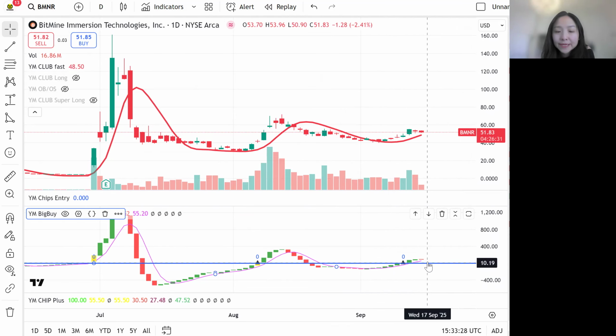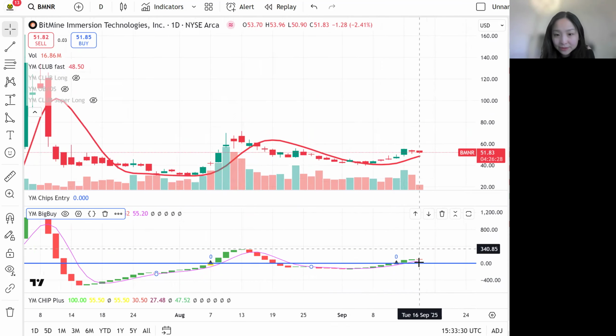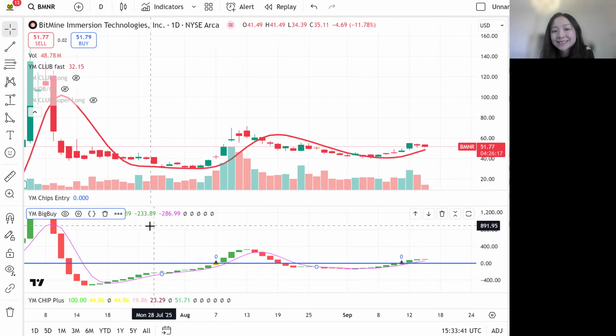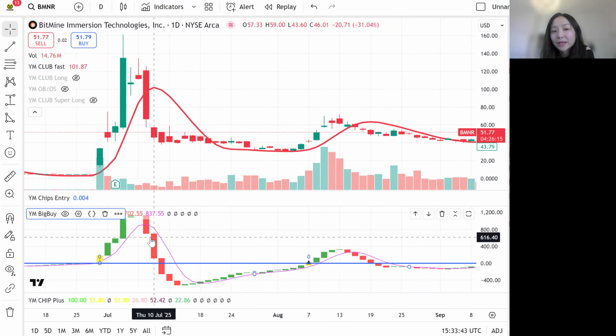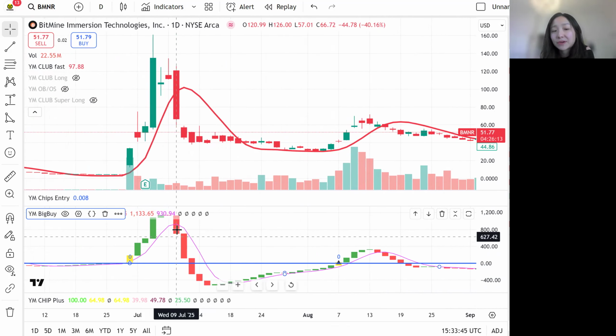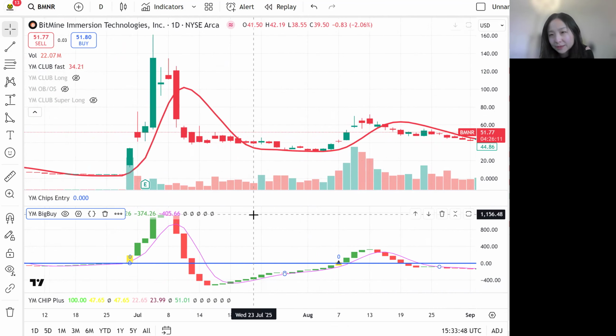Another small thing: you see this slim red candle? This one is very slim, so it's a very good sign. Even if they pull back, it should not be that strong. Look at the size of this red here. This is very big, so this is a very strong pullback to correct it.